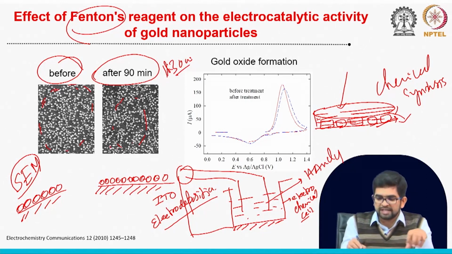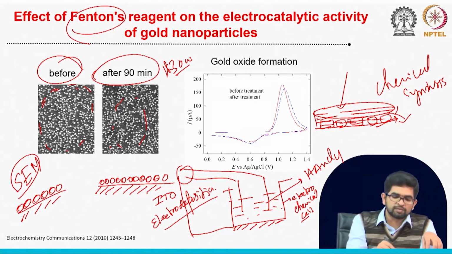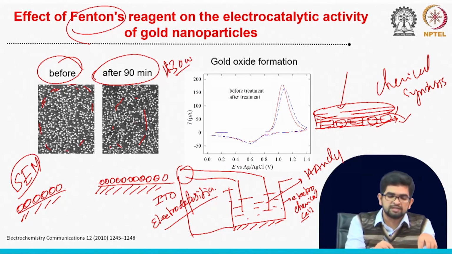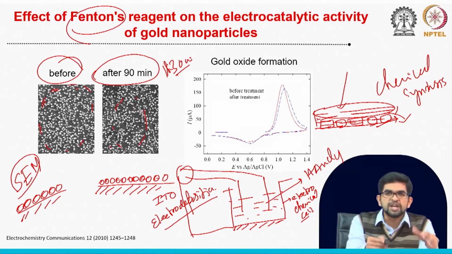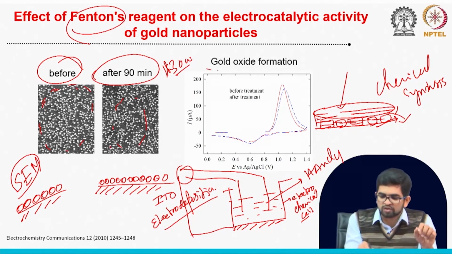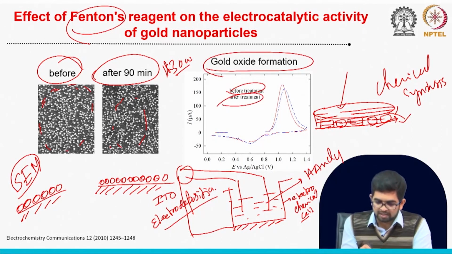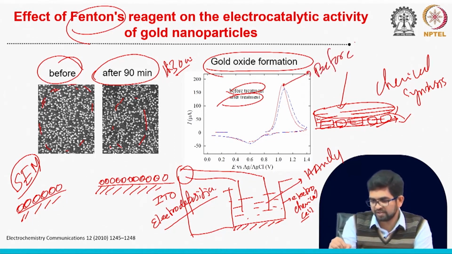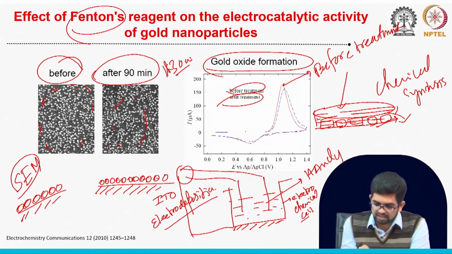Then we checked the gold oxide, to see whether the number of nanoparticles is similar and whether the nanoparticle surface has changed. We also checked the gold oxide formation CV, before treatment and after treatment. See, this red one is before treatment with Fenton's reagent. You see the cyclic voltammetry oxidation peak and reduction peak.